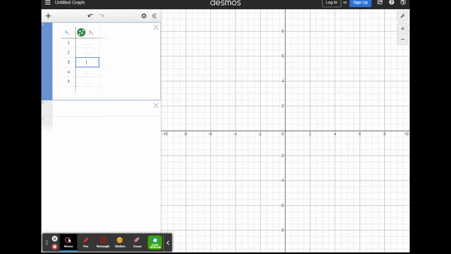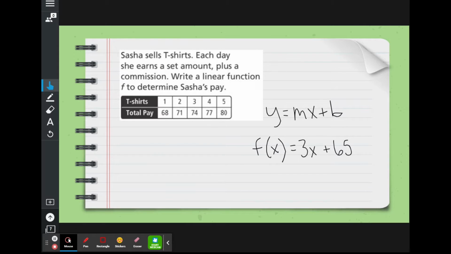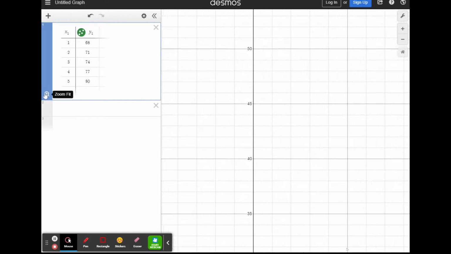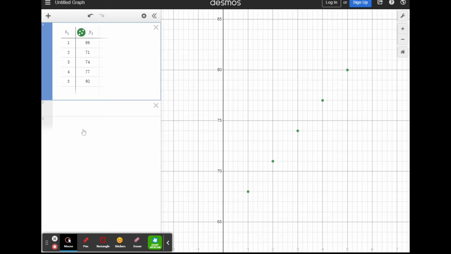Let me check my values. I got 68, 71, 74, 77, 80. Okay, I don't see any points there, so let's zoom fit so now I can see the points.